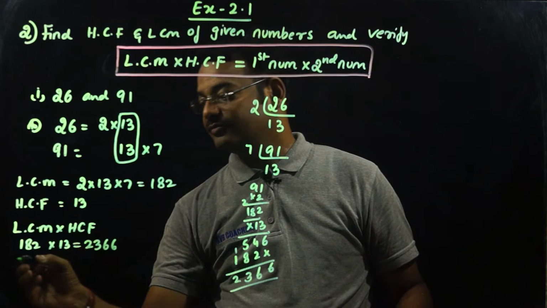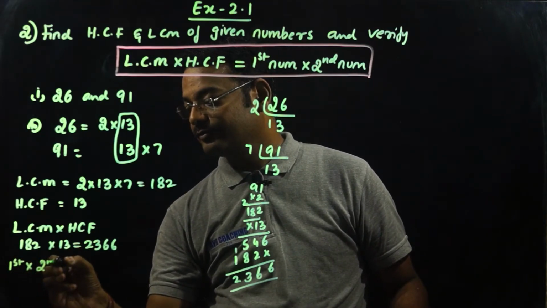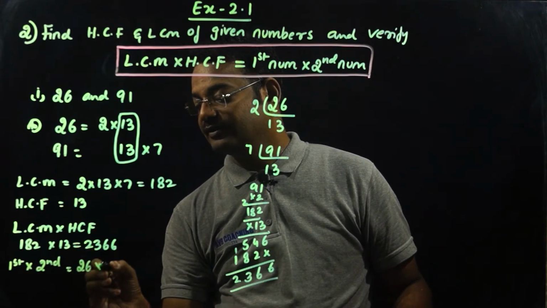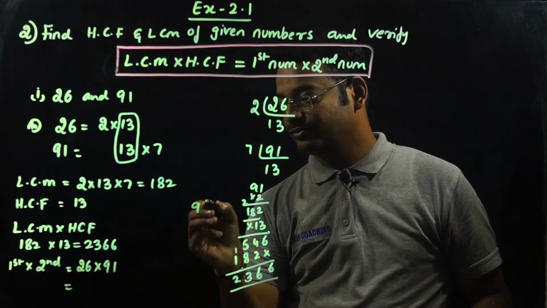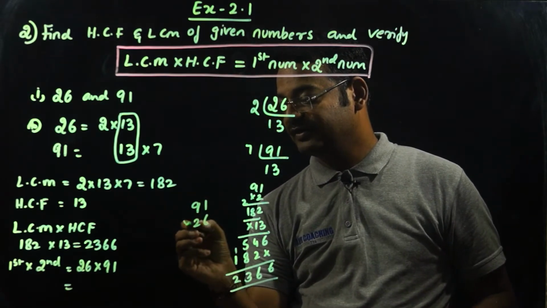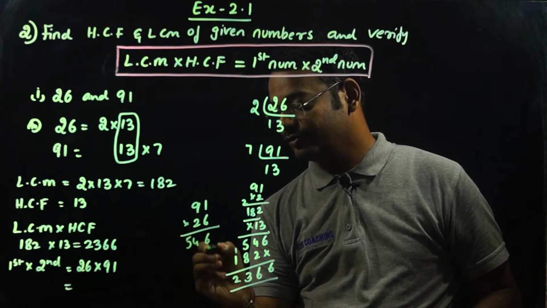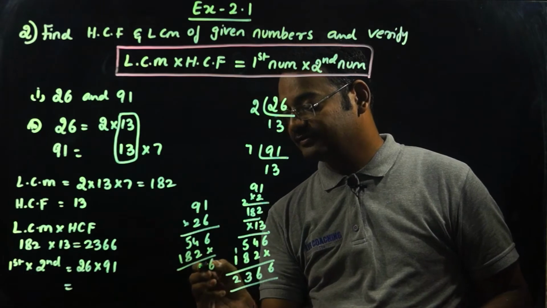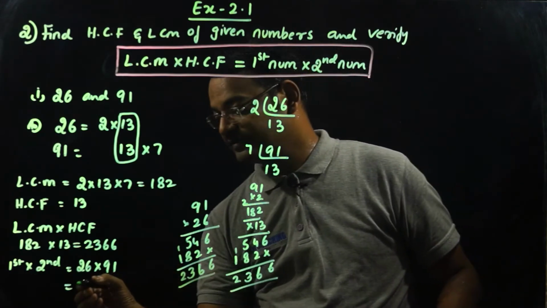Now first number into second number. First number is 26, second number is 91. If we multiply these two, 91 into 26: 6 ones are 6, 9 6s are 54, 2 ones are 2, 2 nines are 18. So 2366.